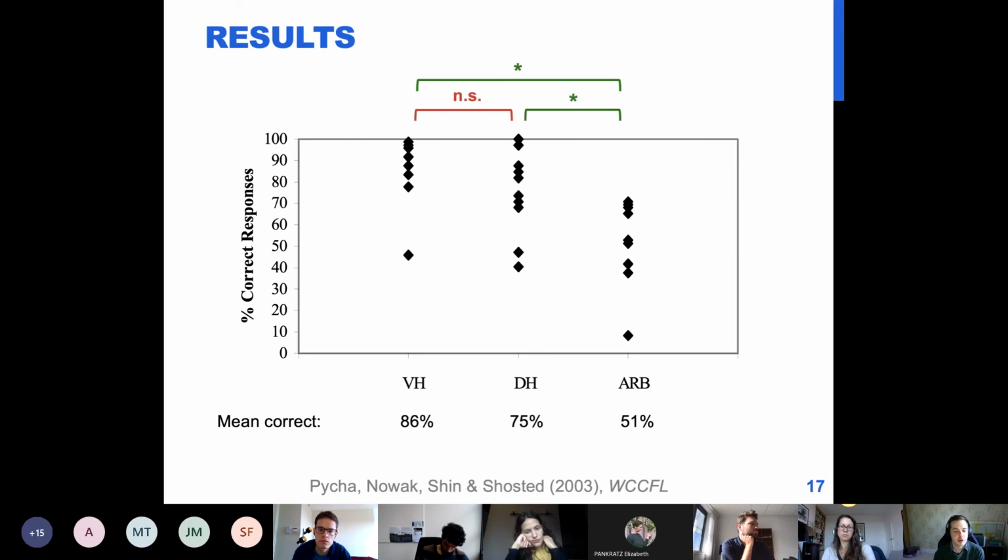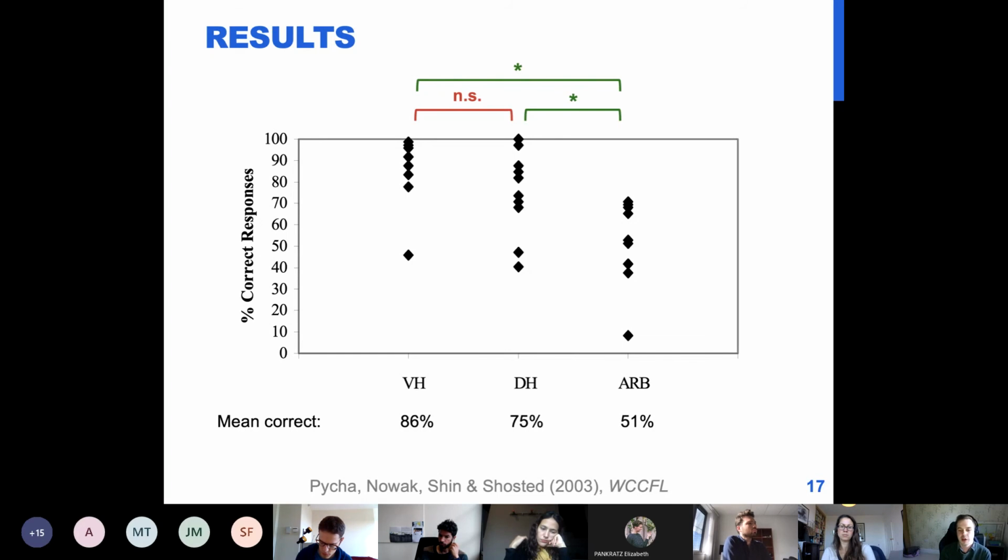So no difference between vowel harmony and disharmony, but there was a difference between both the disharmony and the arbitrary case and the harmony and arbitrary case. All right. Another thing that's helpful when you're looking at results, anytime you have this kind of test, which we would call a 2 alternative forced choice test. So people are choosing between 2 options, in this case, correct or not correct. Anytime you have a test like that, we can look at the chance level performance and compare that. So chance in this case would be 50%. So we can compare these different conditions to 50%.